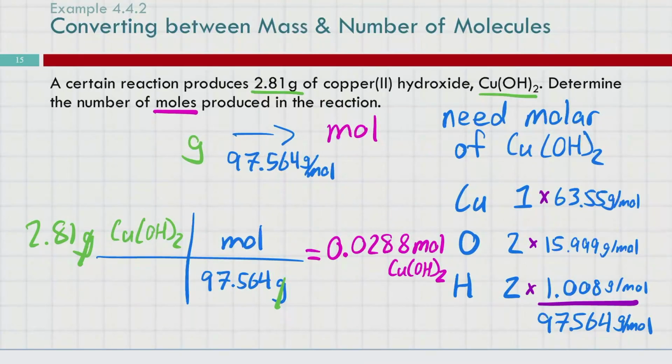Questions about any of that process? Yes? How do we determine how far we go past the decimal? For which number? For our end result? So for the end result, we have 3 significant figures in our starting number. So I stopped at 3 significant figures. The next one was a 0, so I just dropped the 0.